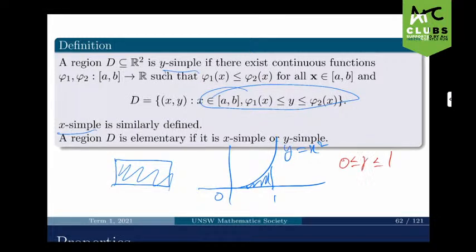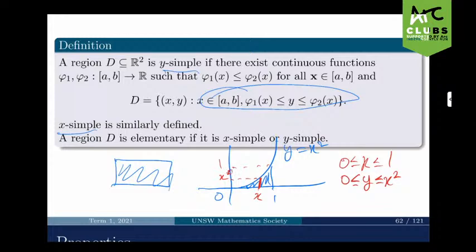Okay, so when x goes from 0 to 1, we know that y eventually goes to 1, but as we go along the x, the y value only goes up to x squared. So y actually varies from 0 to x squared. I guess we can describe this region as the set of points x, y such that x is between 0 and 1, and y is between 0 and x squared. Because if I have a value x here, this value would be x squared.